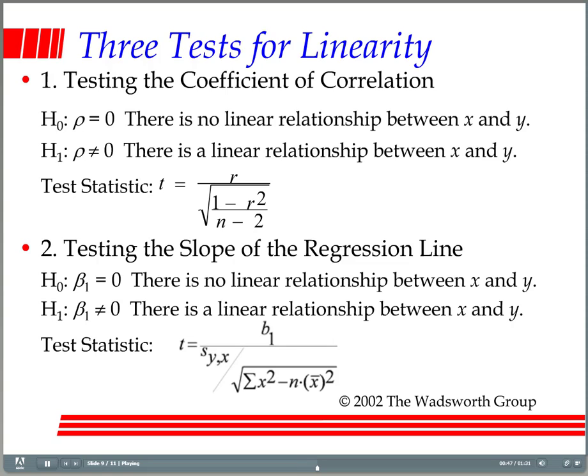Likewise, another way to test for this is to see if the slope is 0 or if it's greater than 0. And we have a t-statistic for that. It's shown here: B1, the slope, divided by the standard deviation of y around the regression line, divided by some statistics that we've already calculated. Here we get another test statistic, and we can compare to the appropriate critical value to test for whether or not there's a significant relationship. Note that if the slope is 0, it's a flat line.